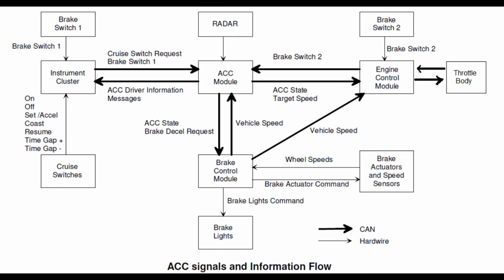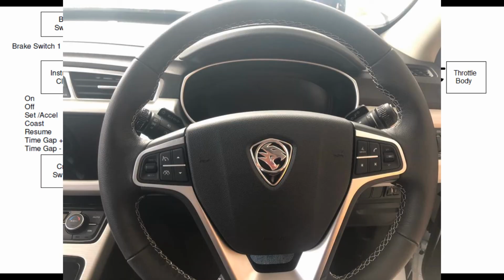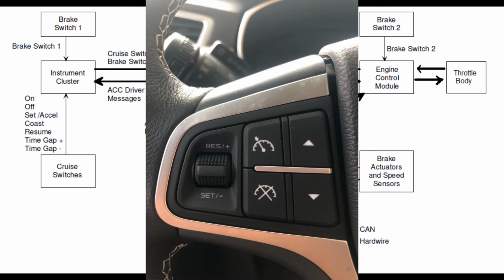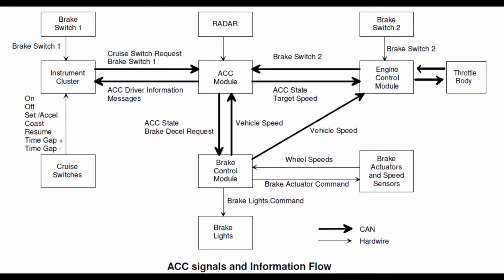To use the adaptive cruise control, use the buttons provided on the steering wheel. We just drive the vehicle to the desired speed and press the set button to turn on the ACC. There are the plus and minus buttons that you can use to either speed up the vehicle or reduce the speed of the vehicle.